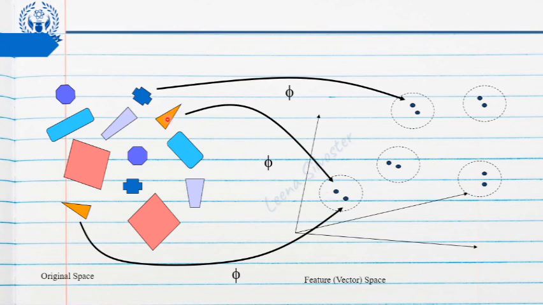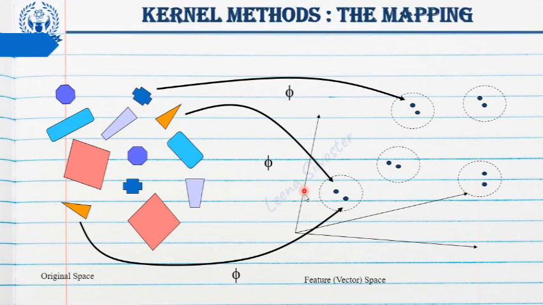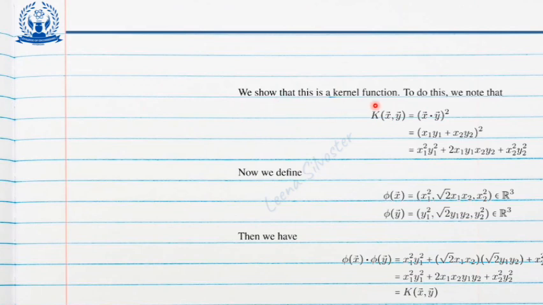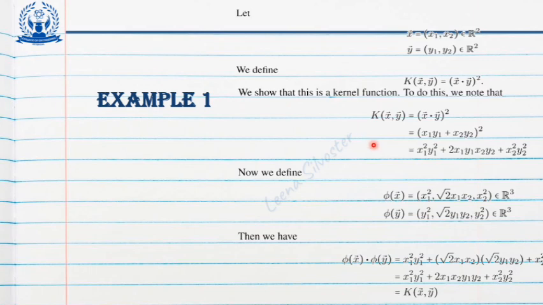So these 2 points, these 2 triangles are mapped to a higher dimension, so we can separate it. Again, this shape is mapped to this one. Like that, we can continue. We show that this is a kernel function. So this is the example. If you want to study this, you can do it. It is very simple.